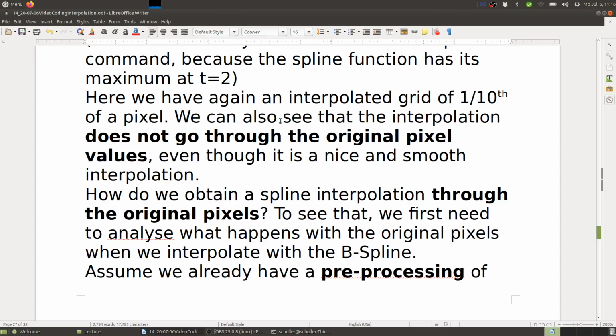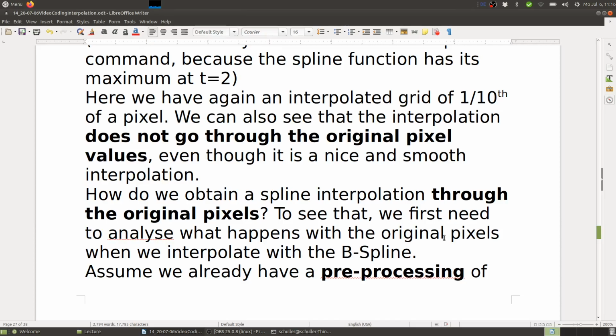We can also see that the interpolation does not go through the original pixel values, even though it is a nice and smooth interpolation, right? It has the nice smoothness properties. So how do we obtain a spline interpolation through the original pixels, which is desirable for images and videos? To see that, we first need to analyze what happens with the original pixels when we interpolate with a B-spline.